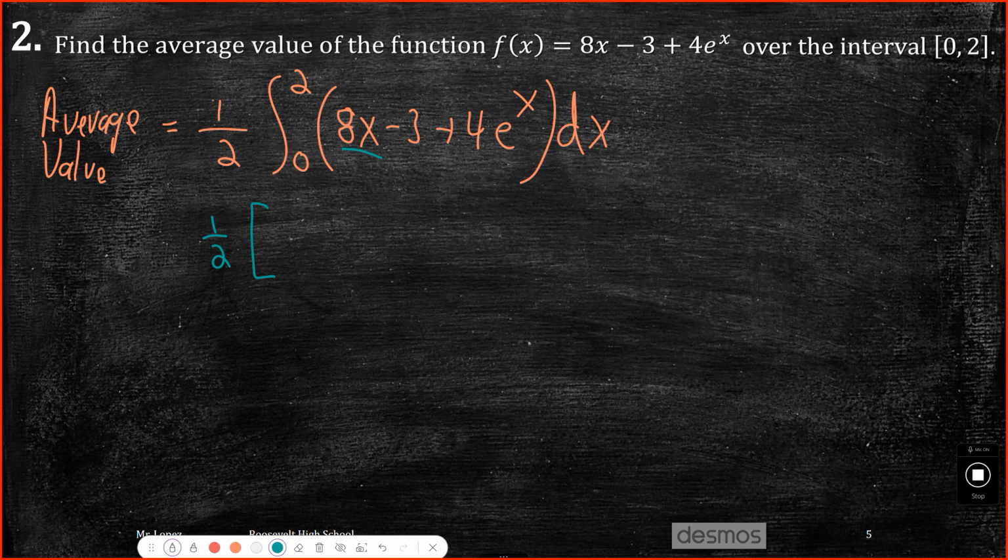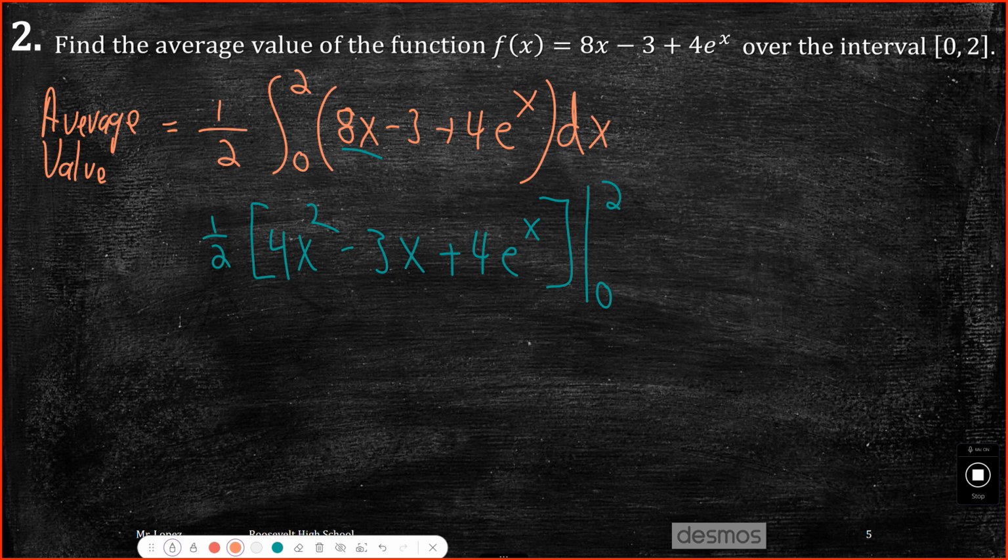First part, 4x squared, minus what? 3x, plus what? 4e to the x, no? Evaluate it from 0 to 2. You've got to be careful with this, because e to the x will not cancel out when you plug in 0, like in the other problem. So let's evaluate it.